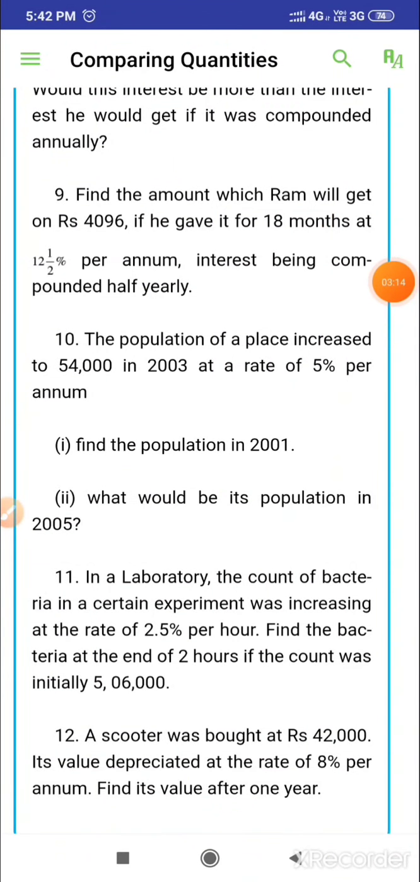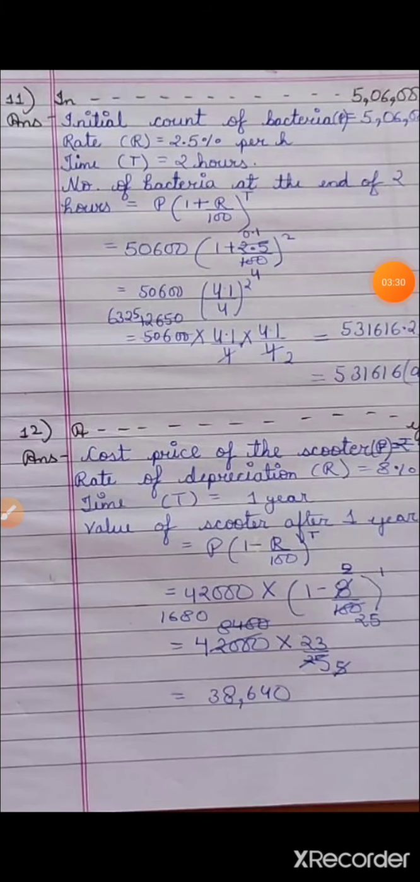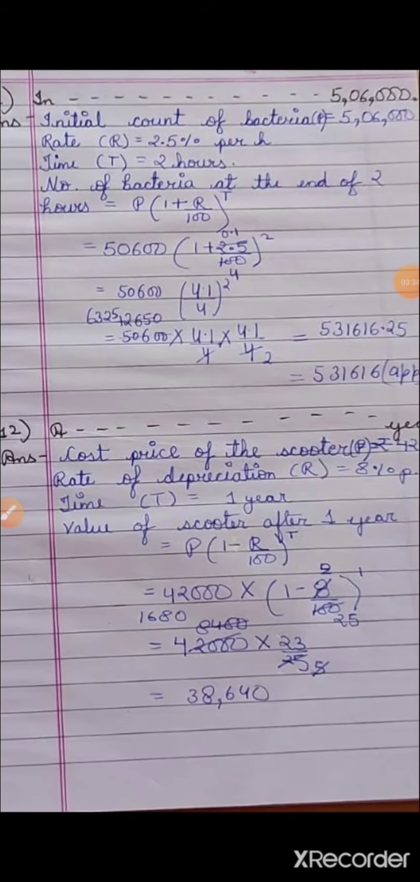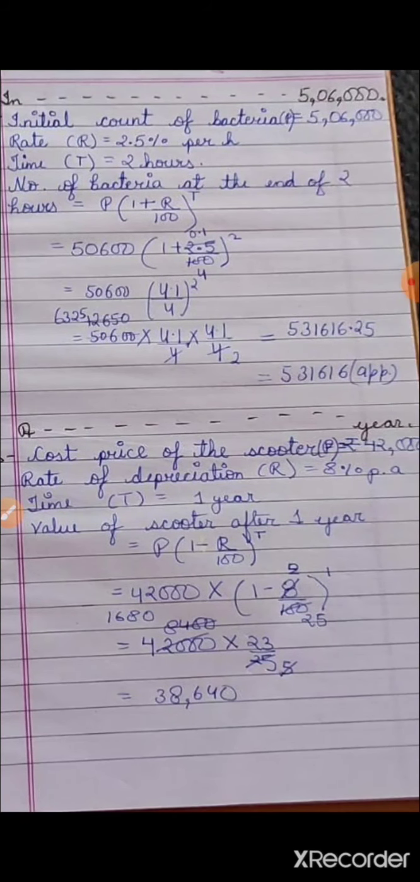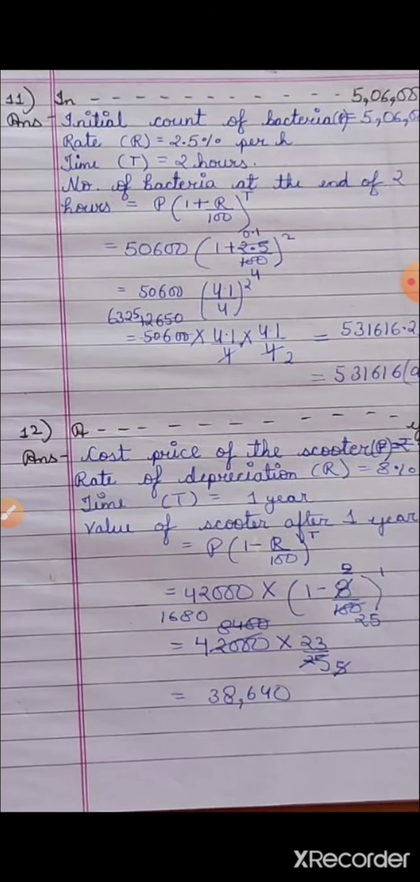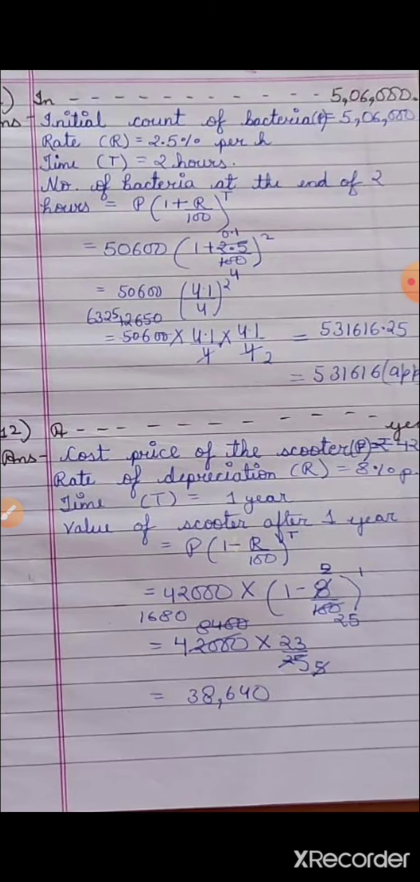11th question is: in a laboratory the count of bacteria in a certain experiment was increasing at the rate of 2.5% per hour. Find the bacteria at the end of 2 hours if the count was initially 5,06,000. So it is clear from the question that the initial count of bacteria, that is P, is 5,06,000, rate is 2.5% per hour, time is 2 hours.